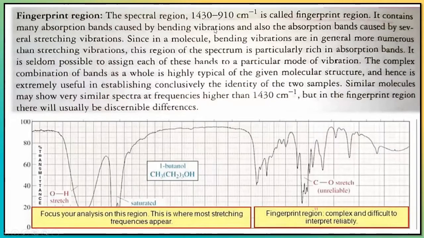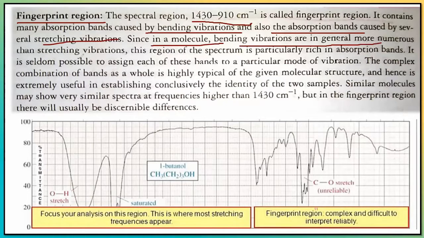Now we have the fingerprint region, a very, very important point here. What is the fingerprint region? In the spectrum, this particular zone is very important for us, 1430 to 910, and it is called the fingerprint region. Why? Because the maximum bending and absorption bands and stretching vibrations occur in this zone. Since bending is more general than stretching in a molecule, this region of the spectrum is particularly rich in absorption bands.